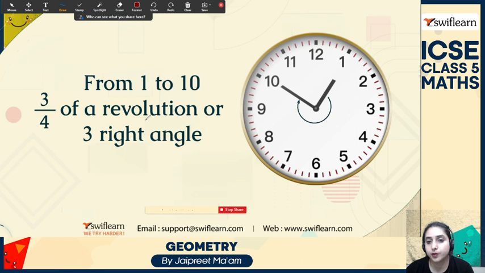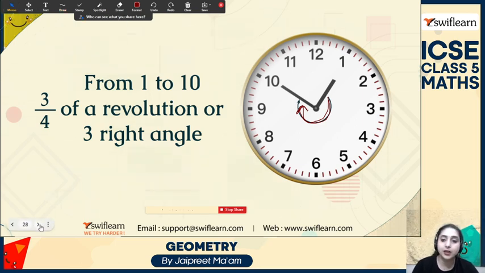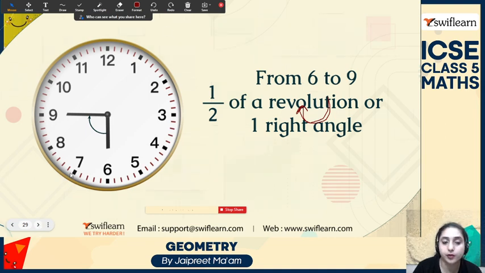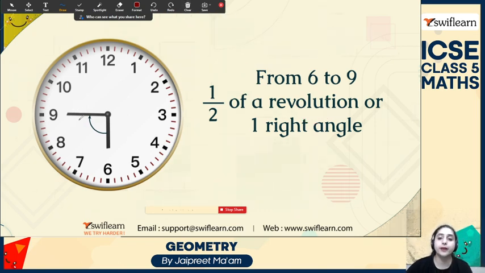Let's see some more. From 1 to 10. Now look, 1 to 10. There will be 3 right angles like this: 1, 2 and 3 right angles, and 1 to 10 is 3/4 of a revolution, because it's only this part of the revolution. So it does not make a complete revolution, it makes 3/4 of a revolution. So from 6 to 9, now let's check 6 to 9. So we are checking the different angles formed at different times.